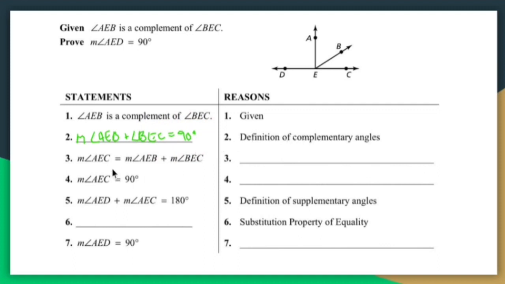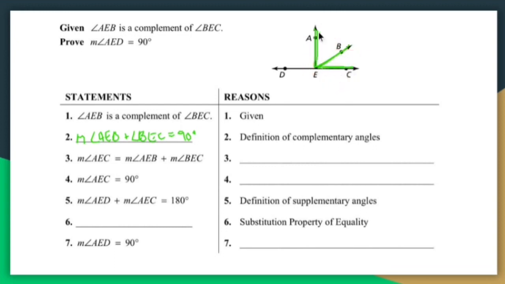Measure of angle AEC is equal to the measure of angle AEB plus the measure of angle BEC. Okay, well, what's AEC? All right, this whole thing right there. And that's the measure of angle AEB plus the measure of angle BEC. Oh, I see. They want me to show that this whole thing is that guy plus that guy.